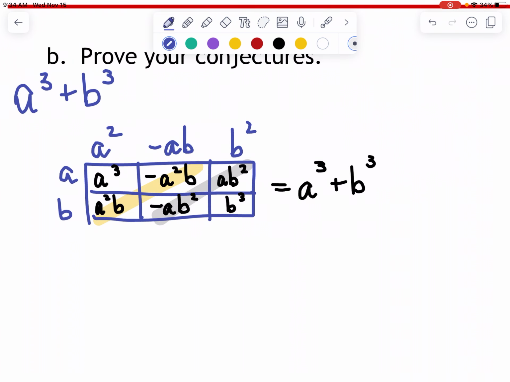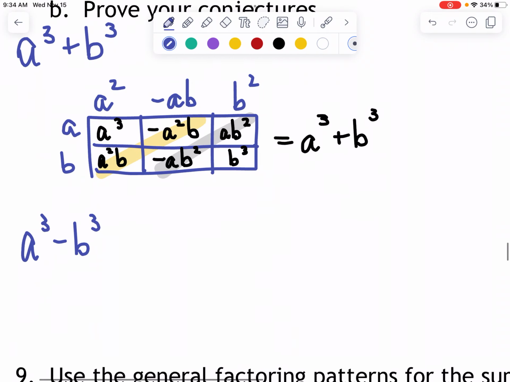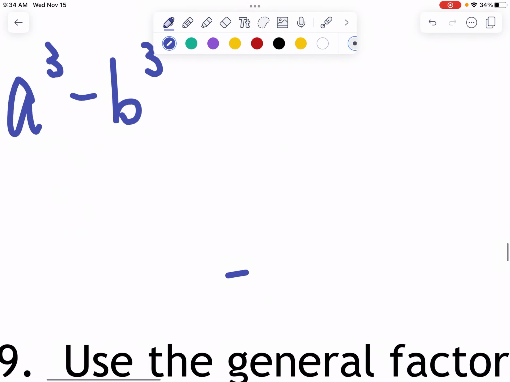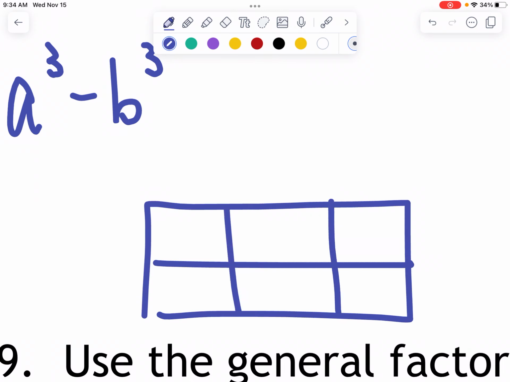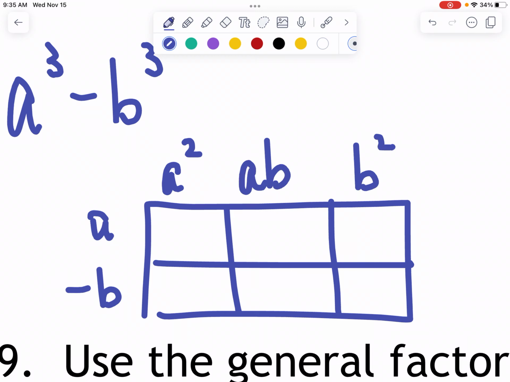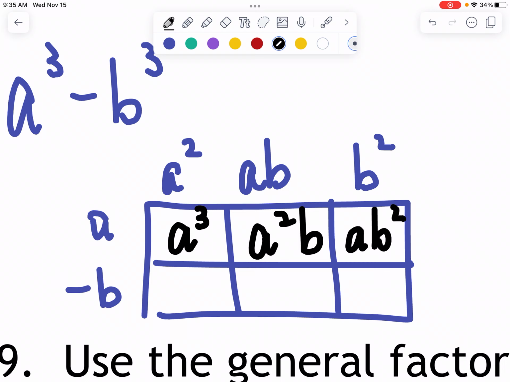Okay, if we want to prove our difference of cubes, so a cubed minus b cubed, we're going to do something almost identical. But this time through, we're going to have an a with a negative b as one of our factors, then an a squared with a positive ab and a positive b squared. If we find the area of each of these squares, a times a squared is a cubed, a times ab is a squared b, and then we have a times b squared.